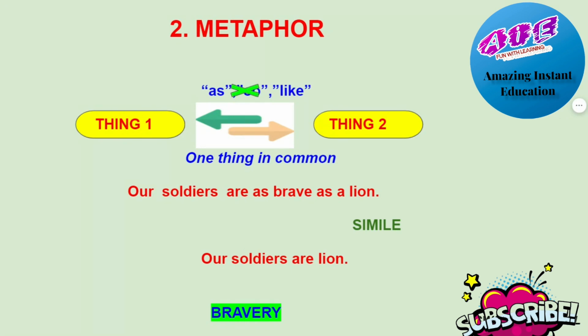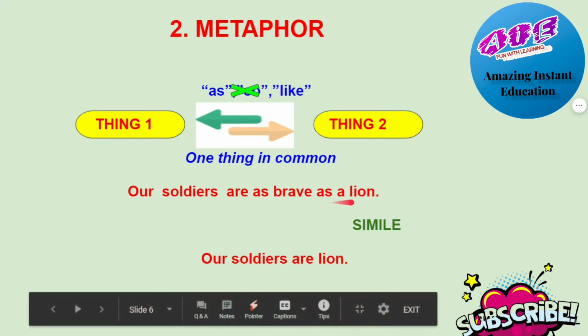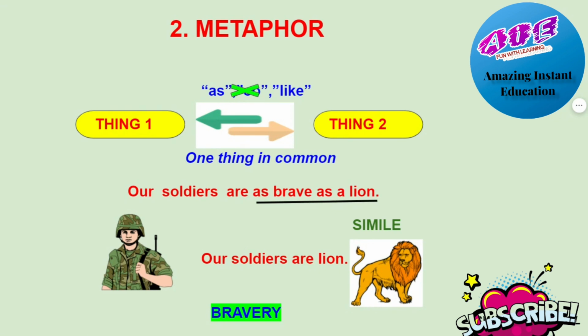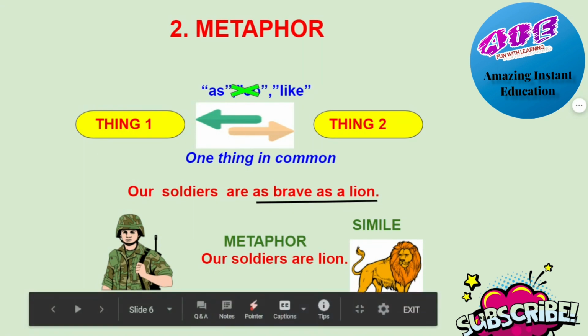Now let's try to convert a simile into metaphor to understand better. Our soldiers are as brave as lion. Removing as brave as, it becomes our soldiers are lion. Okay, so in this statement, also our soldiers are compared with a lion and the common thing between them is bravery. But we have not used the word as. Thus, our soldiers are as brave as lion is a simile, but when we say our soldiers are lion, it is a metaphor.